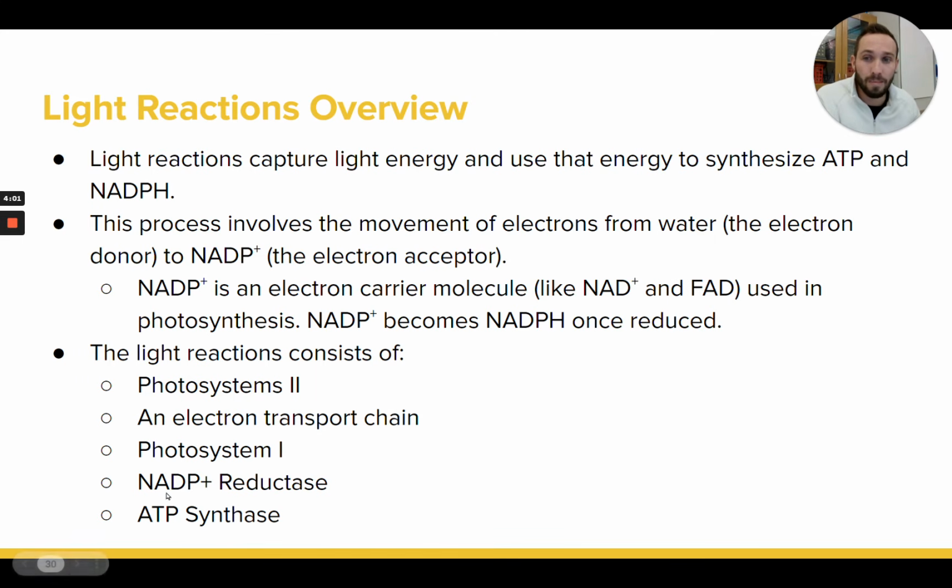And so there are different components that make up the light reactions that we're going to look at real quick, starting with photosystem 2, and then there's the electron transport chain, and then photosystem 1, and then NADP+ reductase, and then ATP synthase.